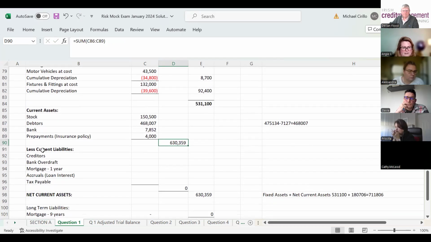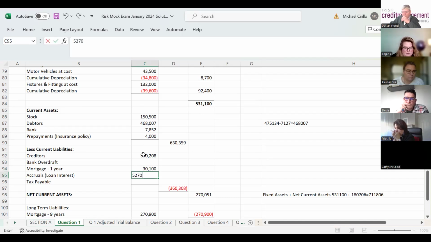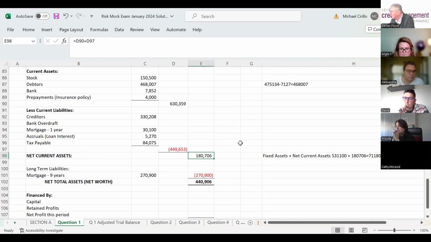Then current assets less your current liabilities. So again, you'll include your creditors. There's no bank overdraft. Your mortgage for 1 year, you'll include in the current liabilities. So that's 30,100. Your accruals, which is 5,270. And then you have your tax or your VAT payable, which is 84,075. Your total current liabilities from your assets will give you your net current assets. That's also known as working capital.